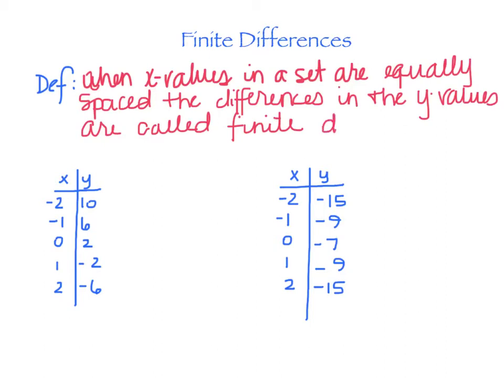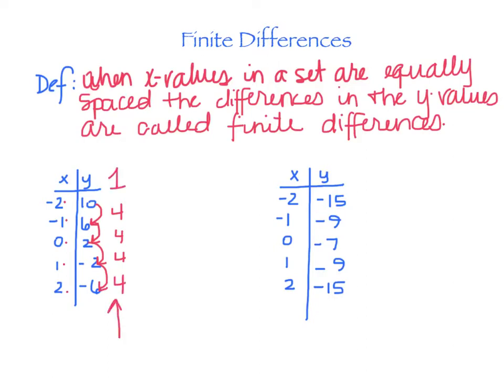You might have seen this a little bit in Algebra 1. I know we teach it in our Algebra 1, but it just depends on where you took Algebra 1 and who taught it to you. So let's look to see what this means. You can see over here that my x values are definitely equally spaced by 1. So I'm now going to subtract 10 minus 6, 6 minus 2, 2 minus negative 2, and negative 2 minus negative 6. Notice these are all the same the first time I did it.